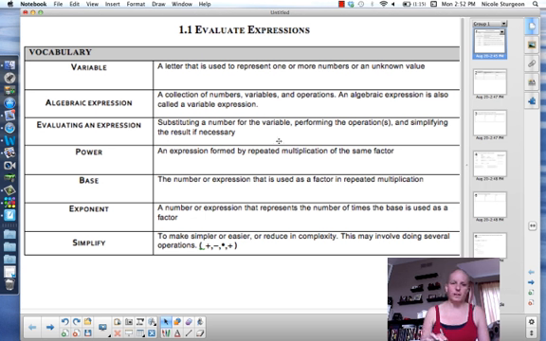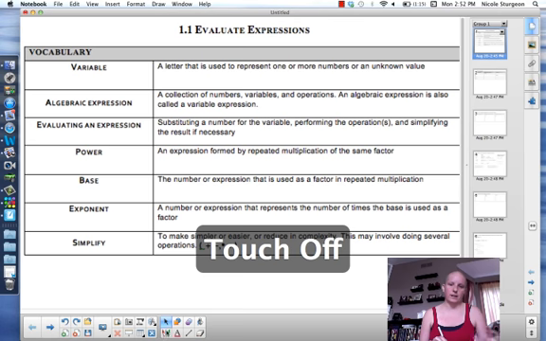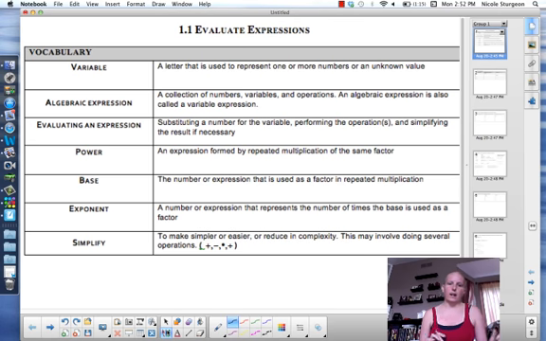The first thing I'm going to do here is point out the vocabulary. I think the words there are pretty familiar to you. Variable, algebraic expression, evaluating an expression is what we're going to be doing here, and that's the important one. It's the fact that we're going to substitute a number in place of the variable, perform an operation, and simplify the result.